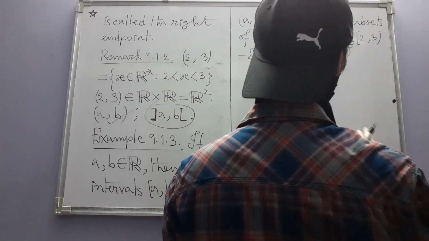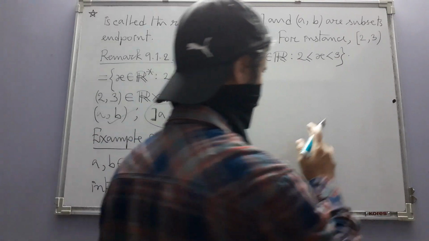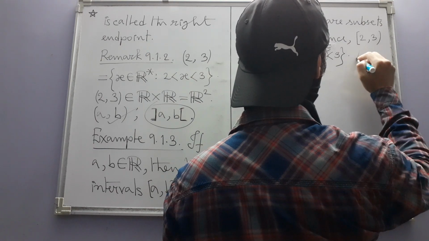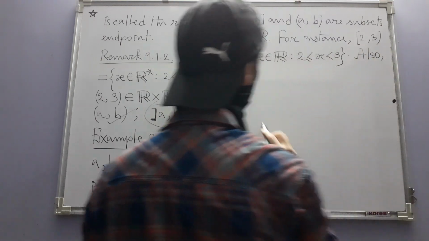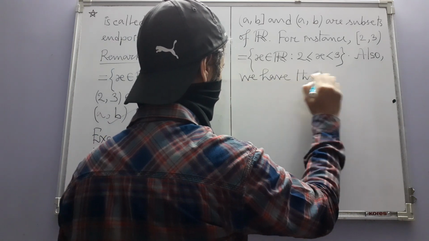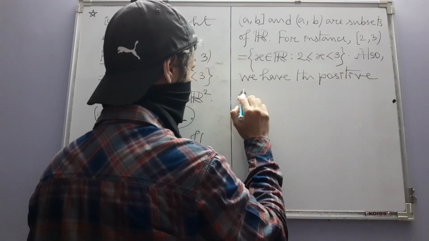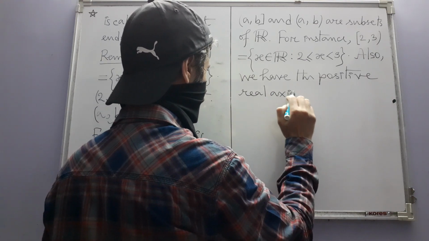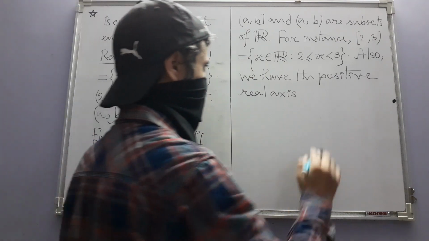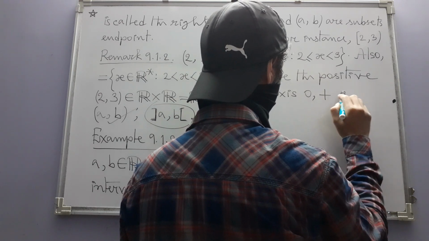And there are some other types of intervals also. If we really take into account plus and minus infinity, that is if one of the endpoints is infinite, then we have the positive real axis. Although it sounds geometric, this term has been used by the author, the positive real axis, which is this interval.